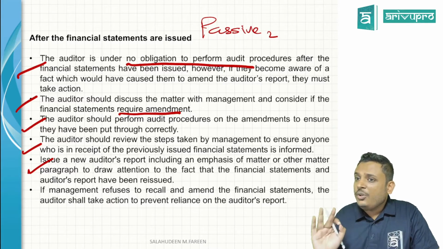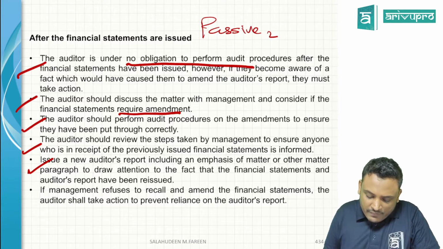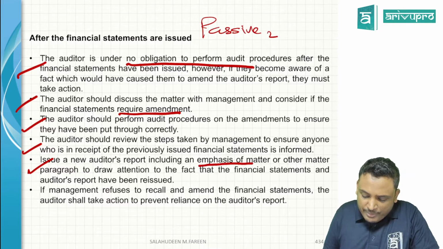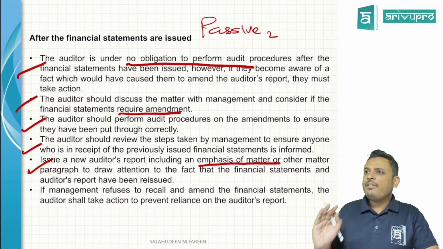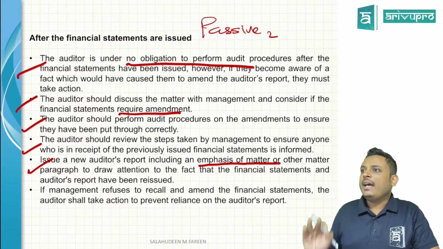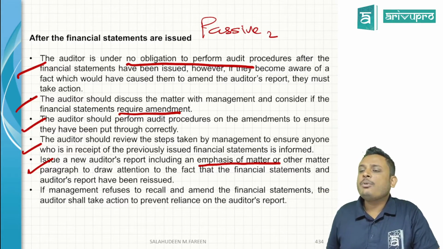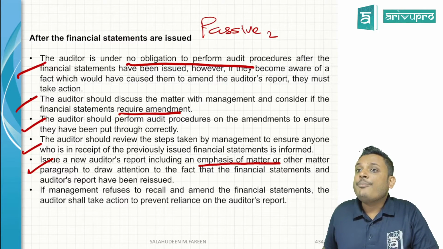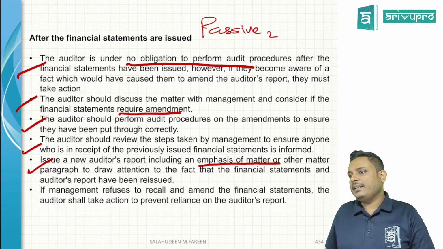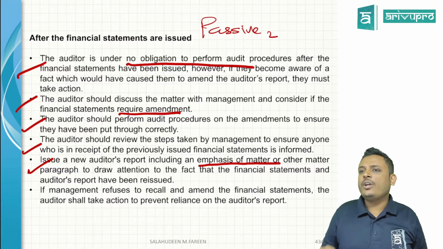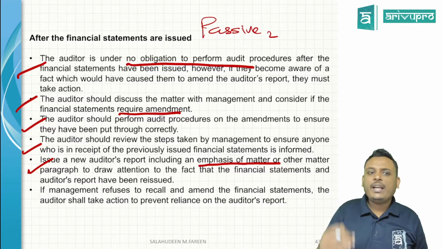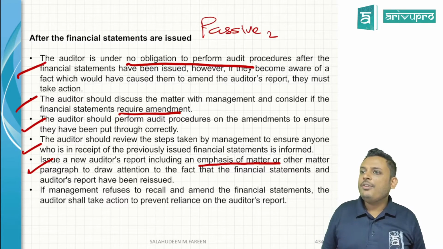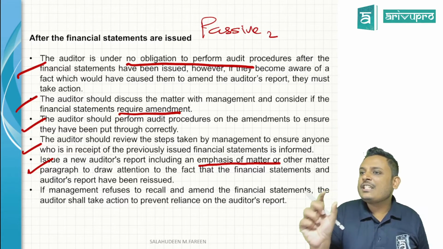Understood? In the new audit report we issue, we include an emphasis of matter paragraph. Still we are giving a true and fair view only. But there is an additional paragraph we put. What is the name of that paragraph? Emphasis of matter paragraph. Right? I'll teach this, what emphasis of matter is, under the reporting topic. You got my point? We issue a new audit report: true and fair view, but with an emphasis of matter paragraph.